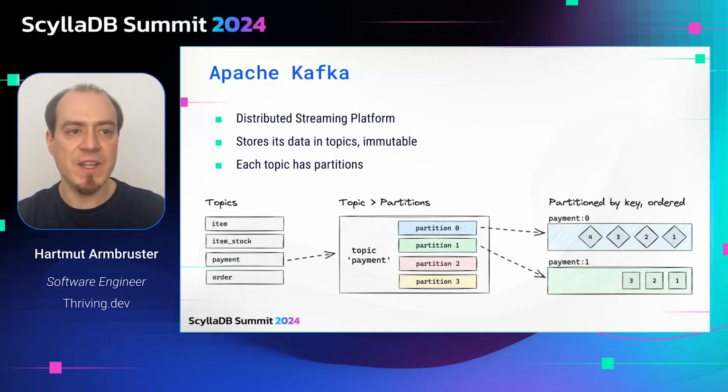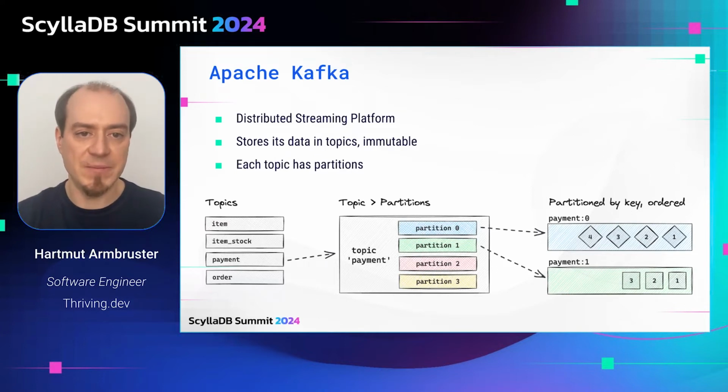Apache Kafka is a distributed event streaming platform. Data is stored in topics, which are immutable and append only. Topics are further sharded into partitions, and events are key value pairs ordered and partitioned by key.